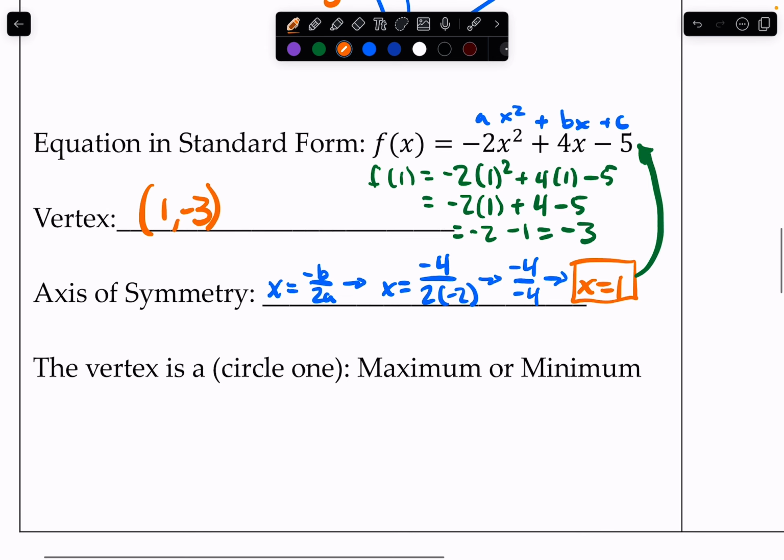Another thing, we're going to notice that our a value is negative 2. That means that my graph has been reflected. It opens down because it's a negative a value. So with the negative a value, notice I haven't used a calculator once this entire problem. I don't need to graph this. Because that a value is negative, I know that this opens down, and I know that that means it has a maximum.